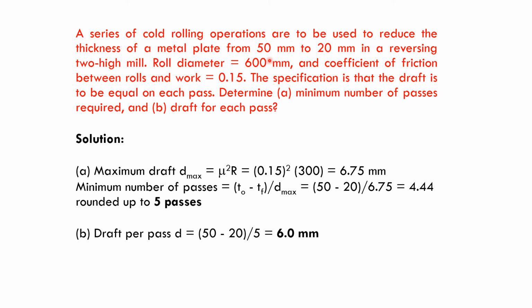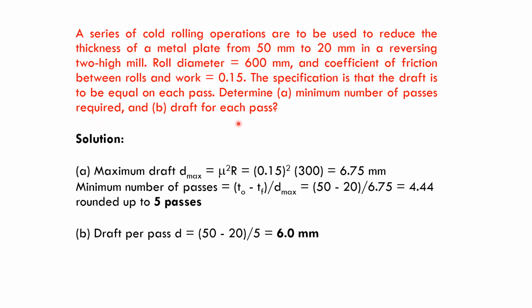So the next question is: a series of cold rolling operations are to be used to reduce the thickness of a metal plate from 50 to 20 mm in a reversing two-high mill. The roll diameter is equal to 600 mm, and the coefficient of friction of the roll is equal to 0.15. The specification is that the draft is to be equal on each pass. First, determine the minimum number of passes required, and B, the draft for each pass.